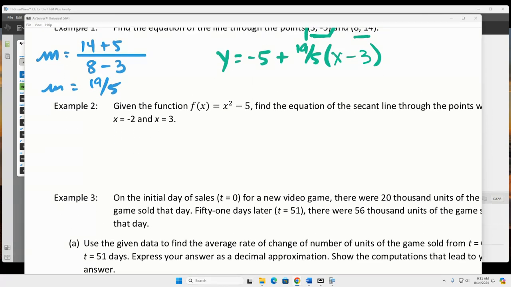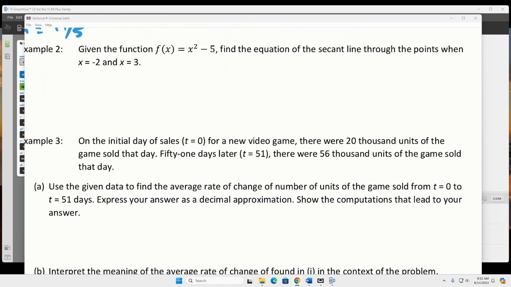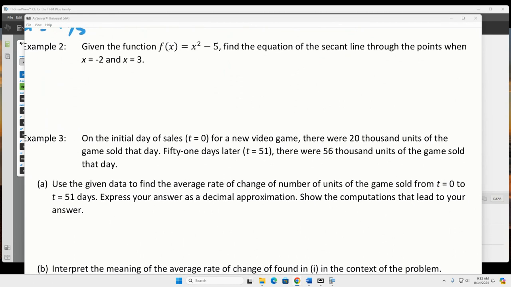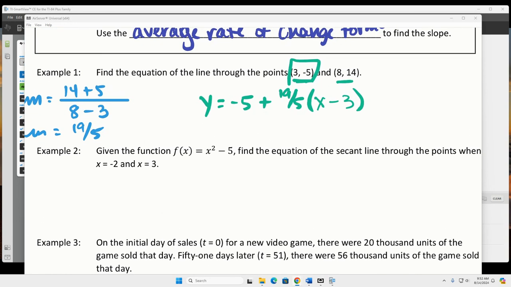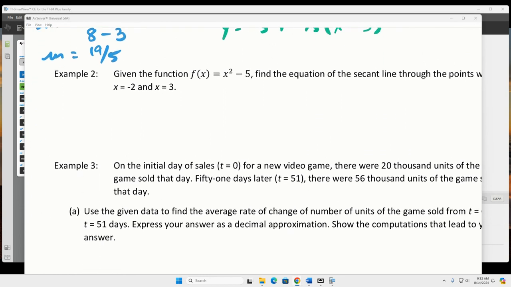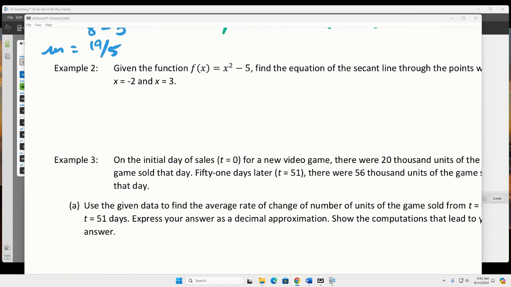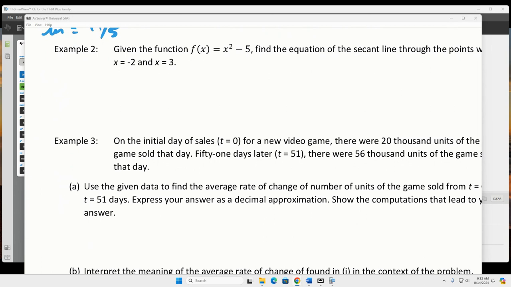All right, example 2, we have a little more work to do. So this time we have a function, and we want to find the equation of the secant line through the points when x equals -2 and x equals 3. So the first thing we have to do is get to the ordered pairs. So we want to find the y's that go with each of these x's by plugging them in.